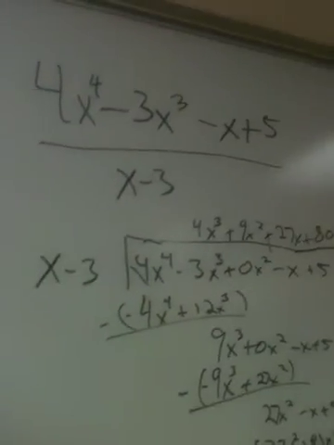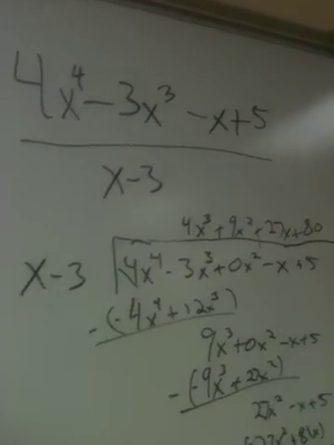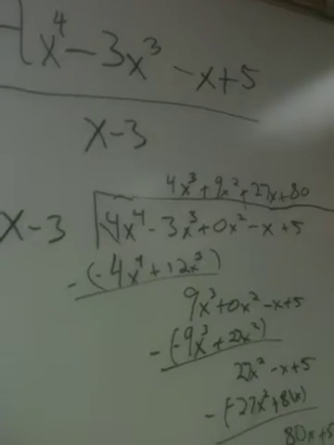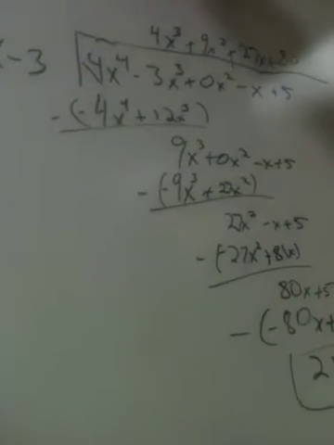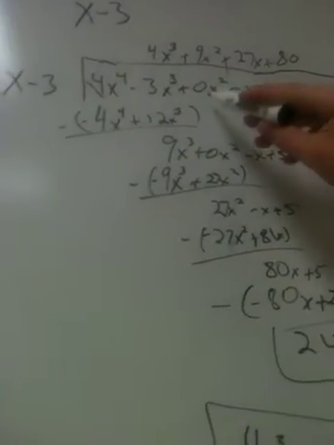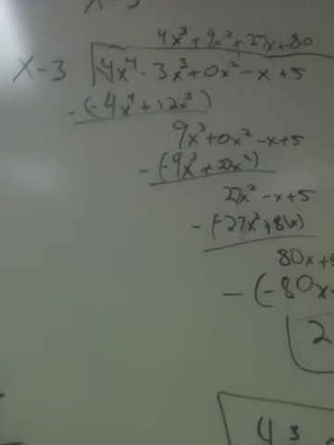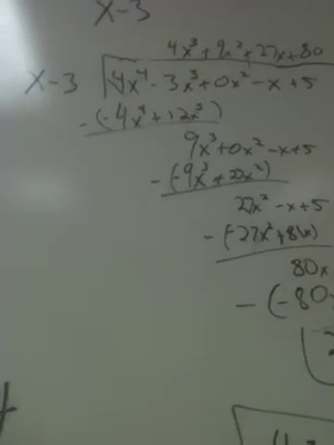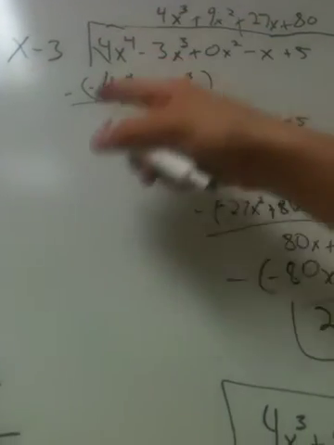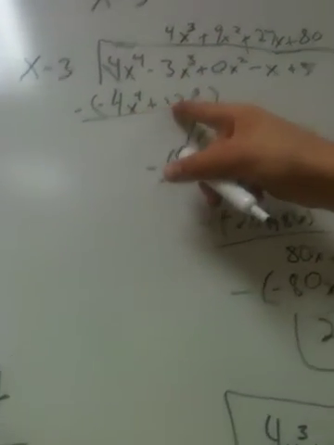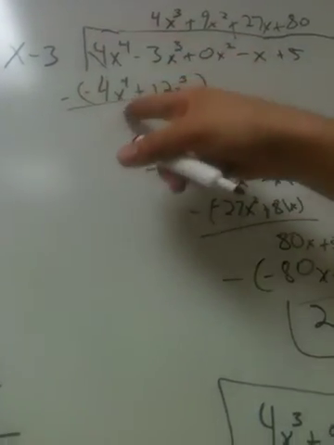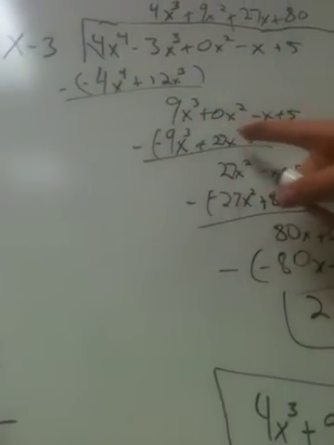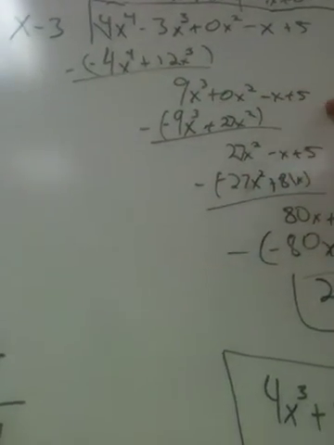So in our last example here is 4x to the fourth minus 3x cubed minus x plus 5 over x minus 3. Now because you don't have an x squared value here, you need to substitute in a 0x squared, otherwise your long division will not work. So multiplying everything through, you get minus 4x to the fourth plus 12x cubed. This cancels out. You're left with a 9x cubed plus 0x squared minus x plus 5.